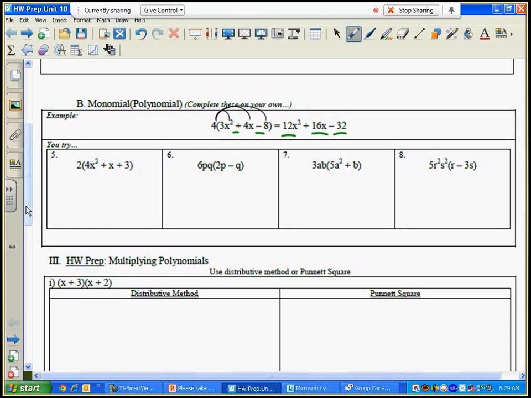Of those 3 terms in your answer, none of them are like terms. An x squared cannot be added or subtracted to an x, which cannot be added or subtracted to an integer. So we're just stuck there. That's the end of our answer.